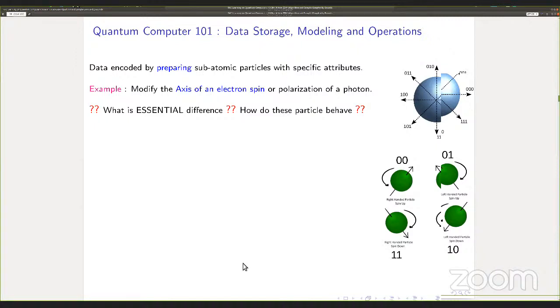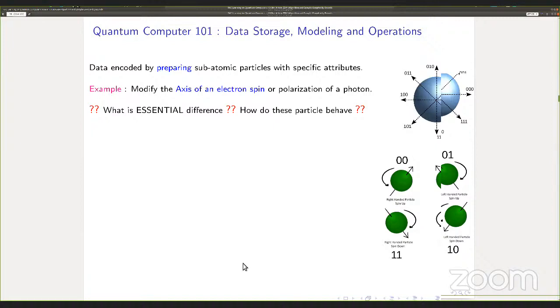So on a quantum computer, a good cartoonistic way of thinking of this is the following. Data is encoded by preparing subatomic particles with specific attributes. The way I think of it is, you take an electron, it has an axis of spin, you orient the axis of the spin, and you encode data. On the right bottom, I have taken 4 different electrons whose axis of spin is oriented in 4 different directions, and you can store 2 bits on that. It's a nice way to think of it. Or you can modify the polarization plane of a photon. That's how you store data.